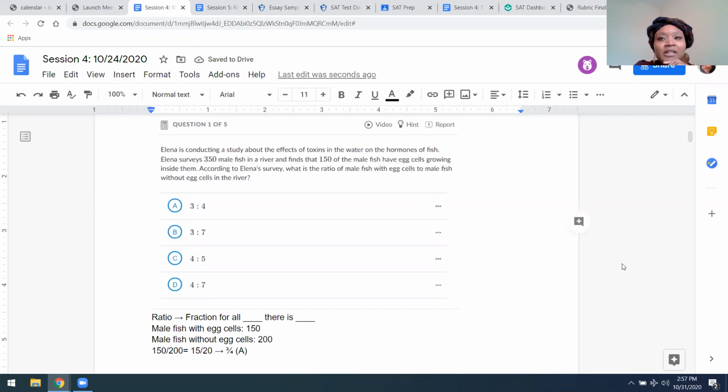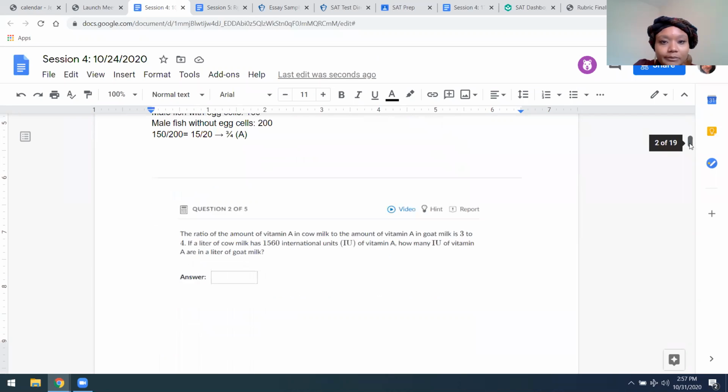So this is just a good example of being careful with the wording of these problems and not assuming that they're asking you one thing. It's very easy to just use the numbers that they have, but sometimes they're a little tricky like that. So we're going to go to the next problem.